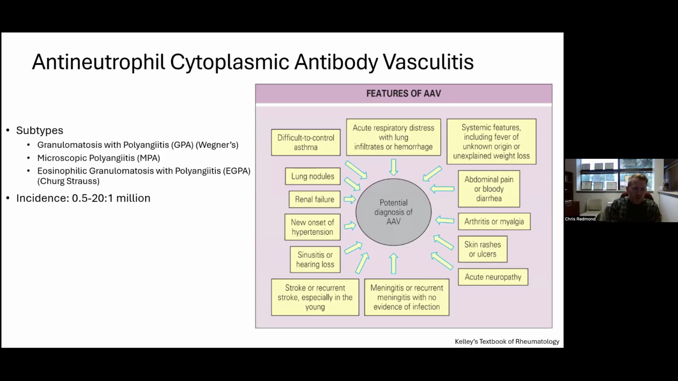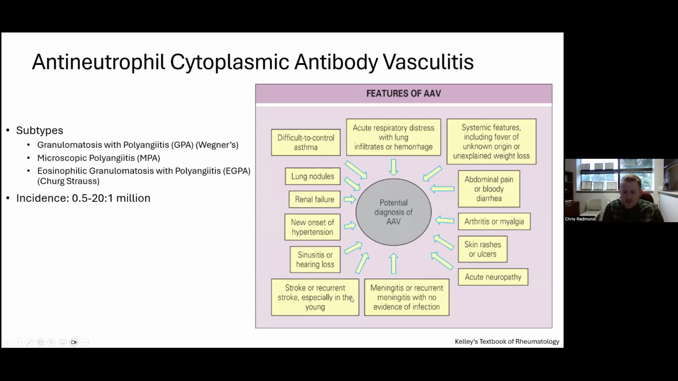Relatively rare, I guess 0.5 to 20 cases per million. A wide variety of symptoms. These are features of ANCA-associated vasculitis in general. Pulmonary renal involvement is very, very common. So lung nodules, renal failure, severe hypertension.